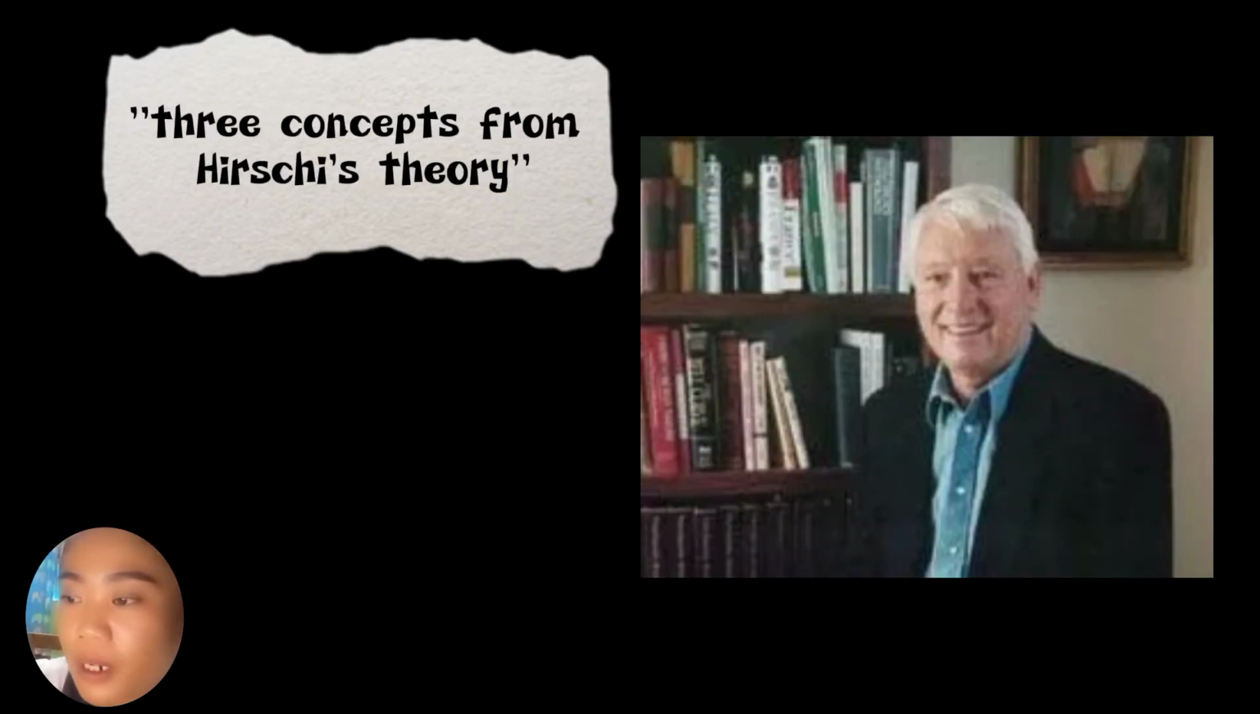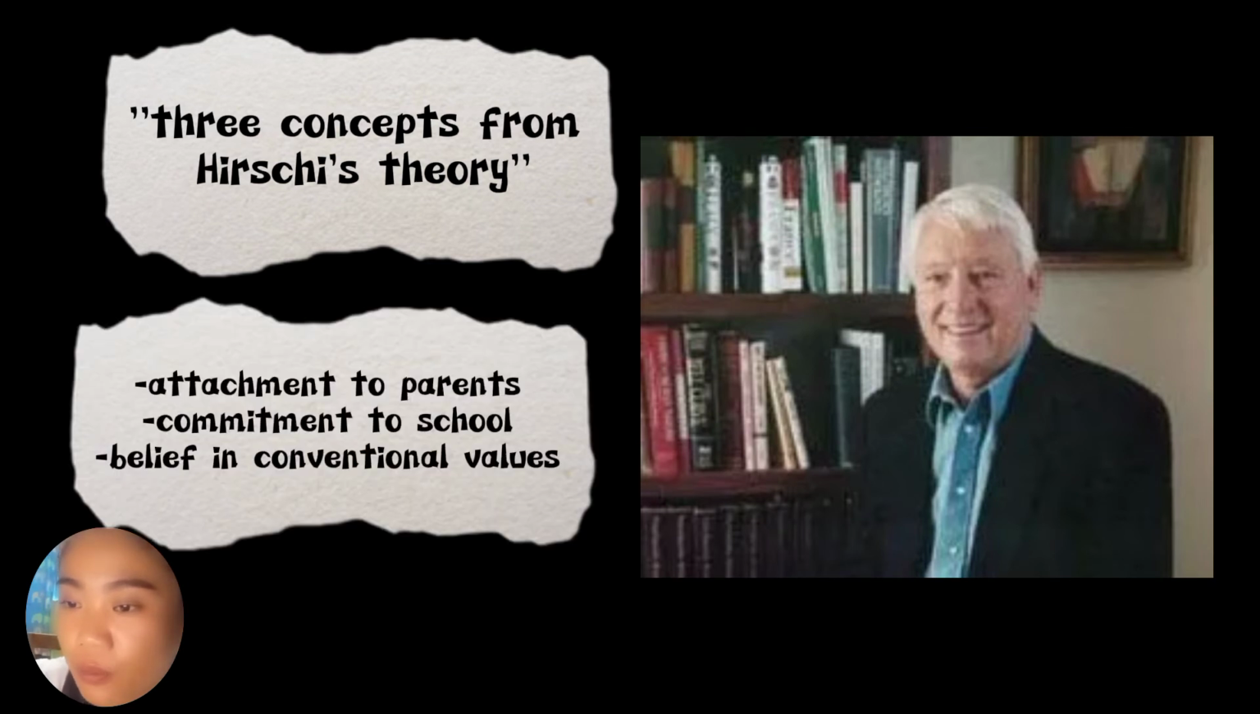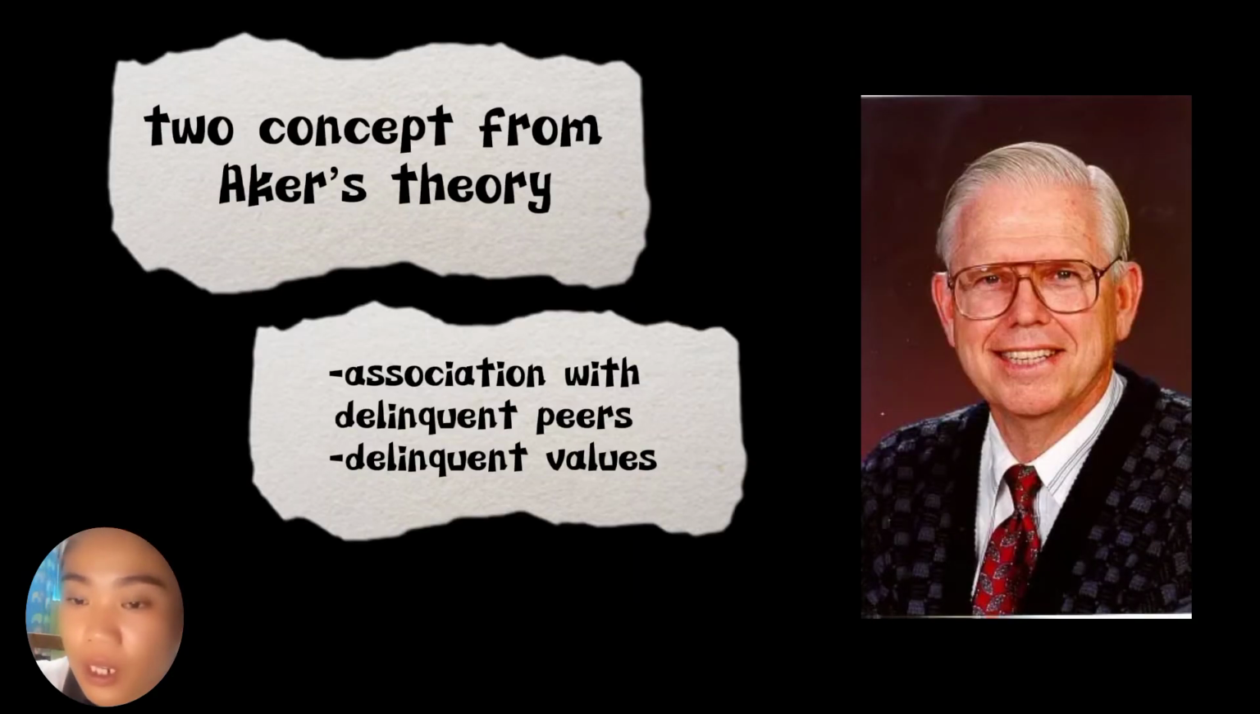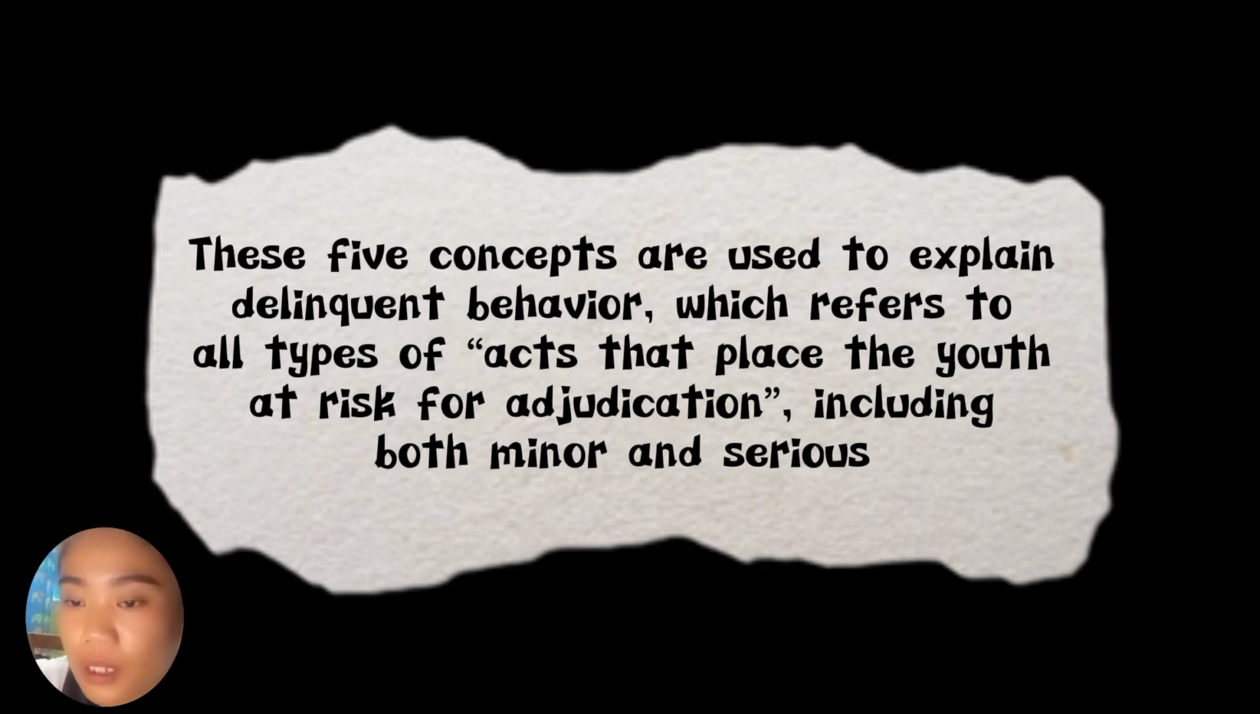In core concepts, based on empirical findings from previous research, Thornberry selected three concepts from Hirschi's theories: the attachment to parents, commitment to school, and belief in conventional values, and two from Akers's theory: the association with delinquent peers and delinquent values. These five concepts are used to explain delinquent behavior, which refers to all types of acts that place the youth at risk for adjudication, including both minor and serious or violent activities.